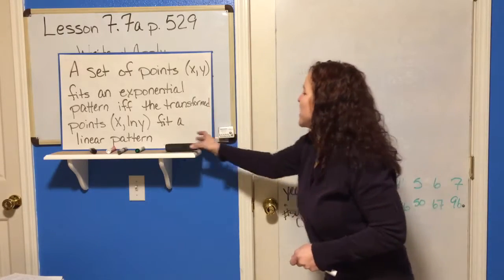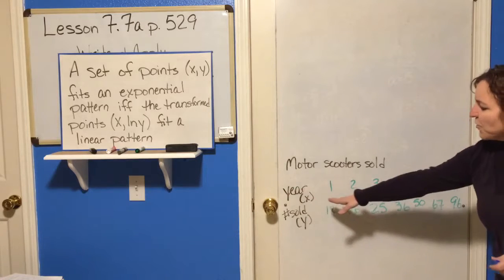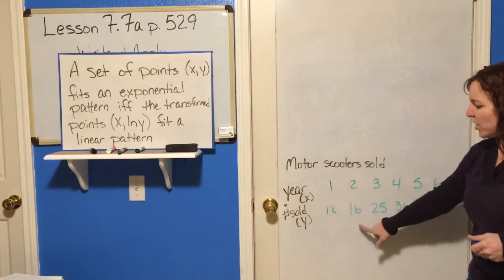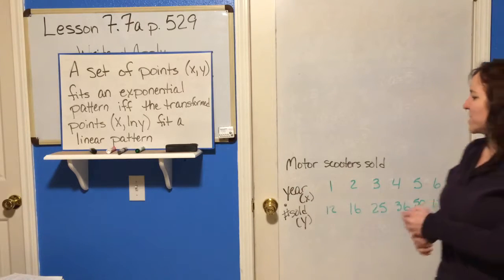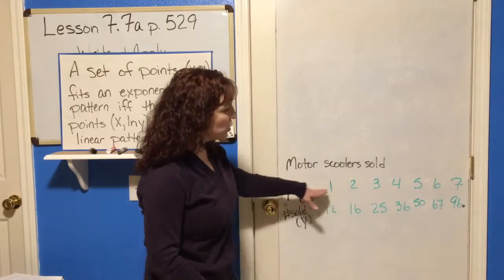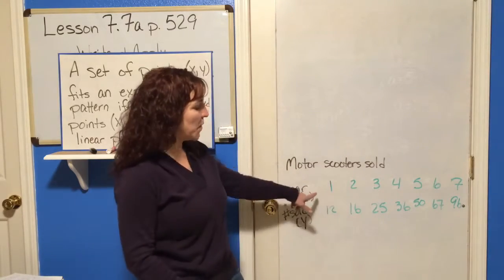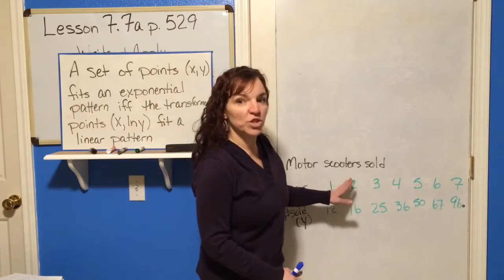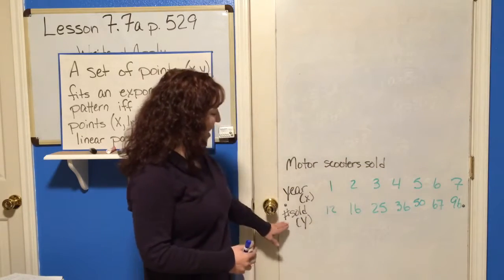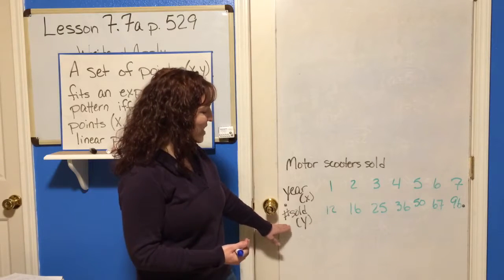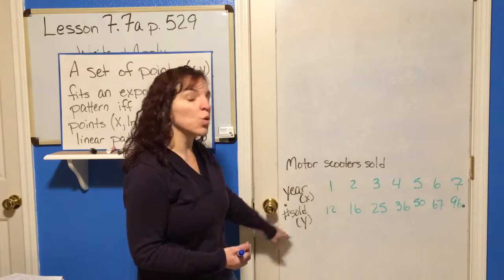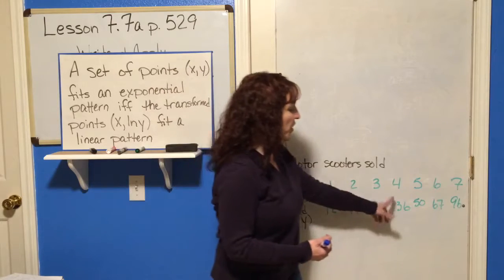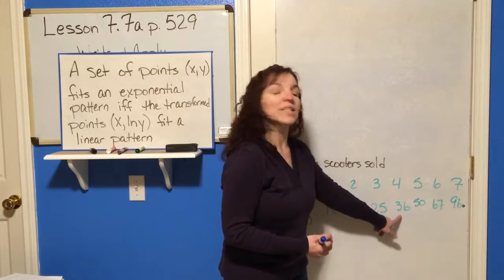Okay, so if I'm selling scooters, and in the first year I sold 12, and in the second year I sold 16, and so forth, using these numbers, where the top number, the X, is the number of years I've been selling, and the Y, or the bottom number in this case, is the number of scooters I sold in that year. So in the fourth year that I was selling scooters, I sold 36.